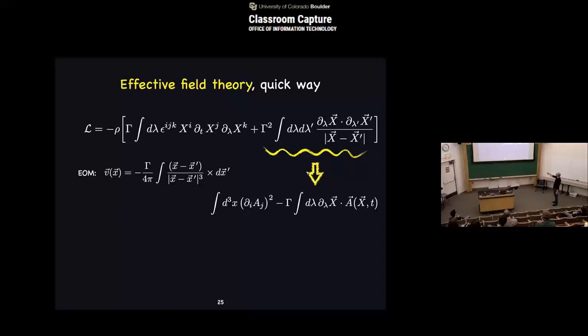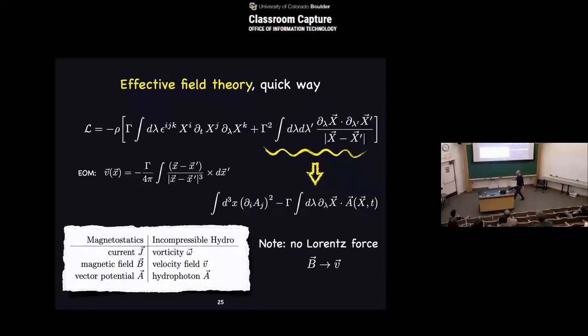In this particular case, remember, our current was a current going along the wire, and this is an integral going along the wire. So this is exactly the term you would write down in magnetostatics that tells you what the magnetic energy is and what its interactions with sources, with currents, is. Okay? And so again, the analogy is that the current density J is the vorticity, the magnetic field is the velocity, and the vector potential of magnetostatics is a vector potential for a fluid which, for lack of a better term, we call the hydrophoton, because the photon is the particle for the electromagnetic field, and we call this the hydrophoton.